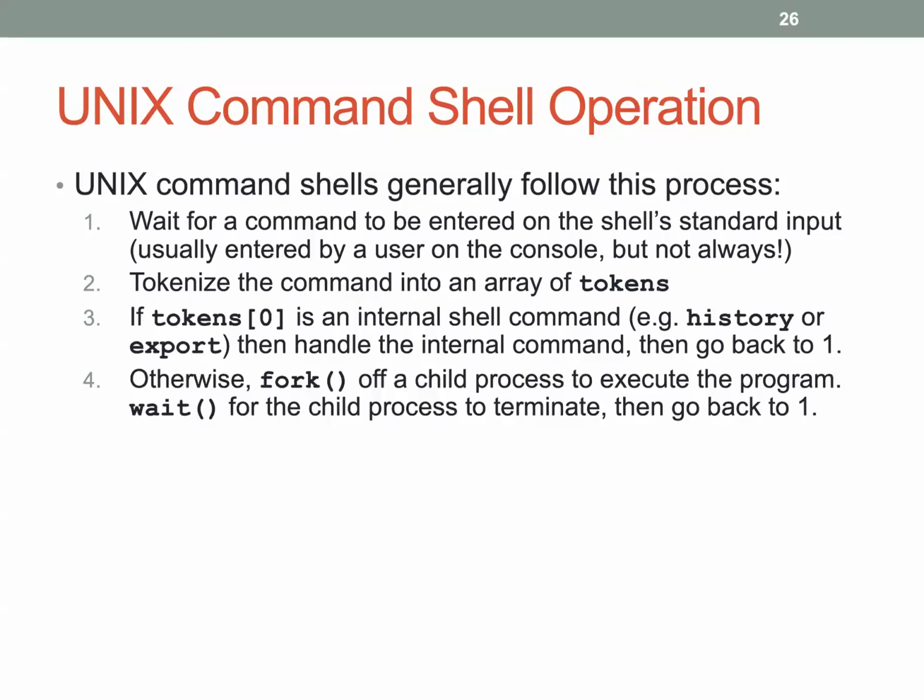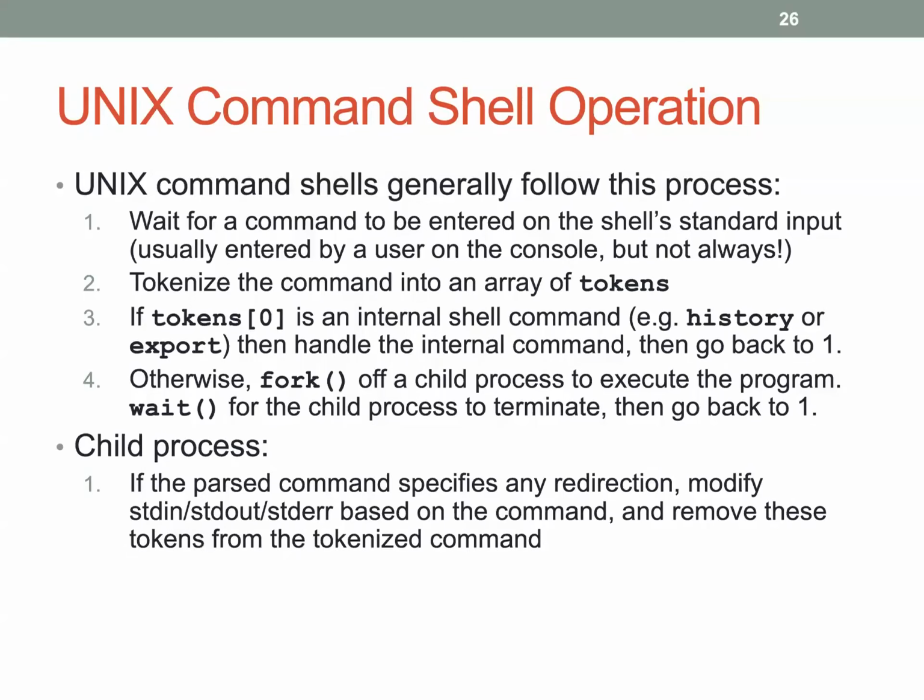Otherwise, you fork a subprocess. So the command shell forks, and the parent process now has to wait for the child to terminate. The child process has to continue executing. What it does is look at the command to see if there are any IO redirection aspects. If there are, then the child process has to set up standard in and standard out.